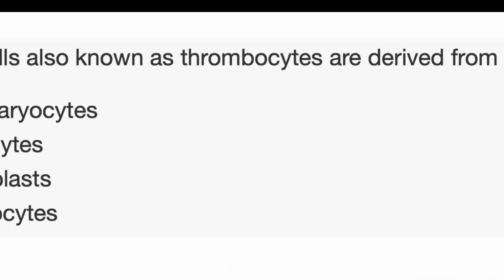Question number 6. Platelet cells are also known as thrombocytes. They are derived from dashed. Platelet cells, also known as thrombocytes, are derived from dashed. Option A, megakaryocytes. Option B, monocytes. Option C, myeloblasts. Option D, erythrocytes.